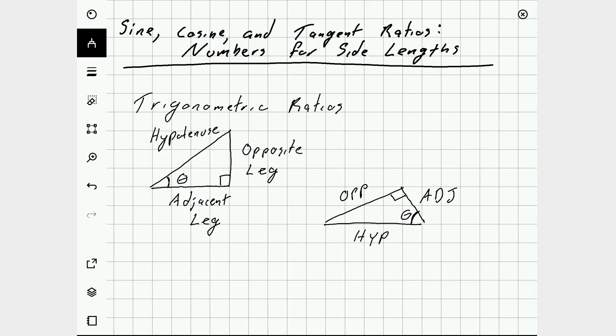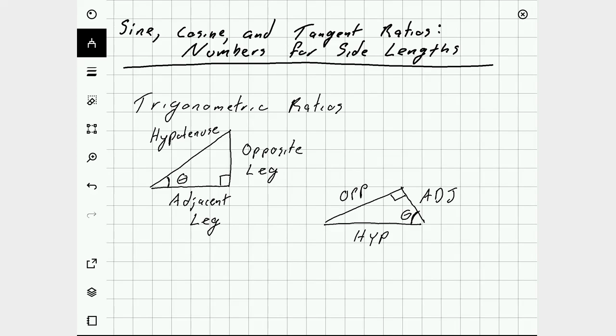Right? So the adjacent side is between the right angle and the named angle. The opposite side is the one away from the named angle, and the hypotenuse is the one away from the right angle. No matter how you orient your right triangle, you will be able to find and name those three sides, just knowing you have a right angle and knowing that there is another angle in the triangle we care about.